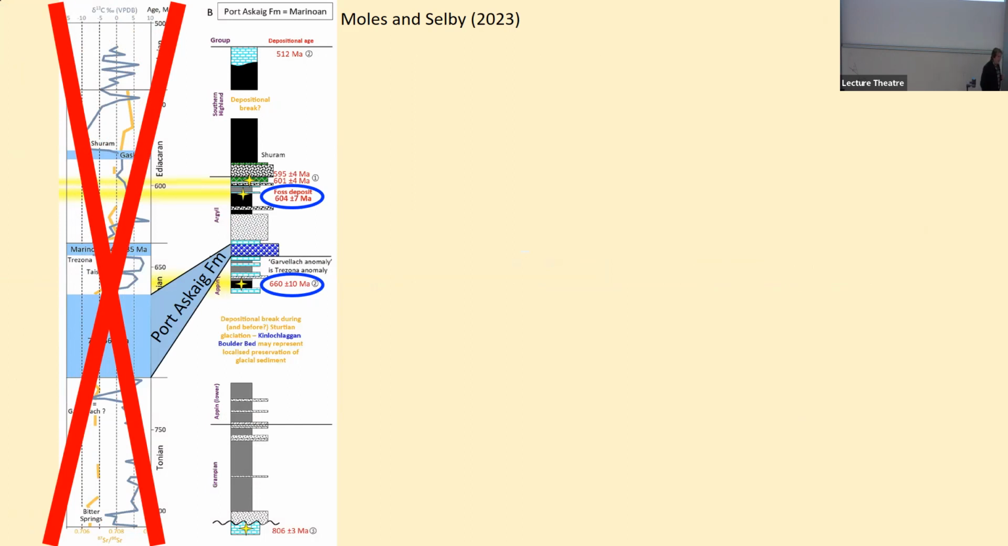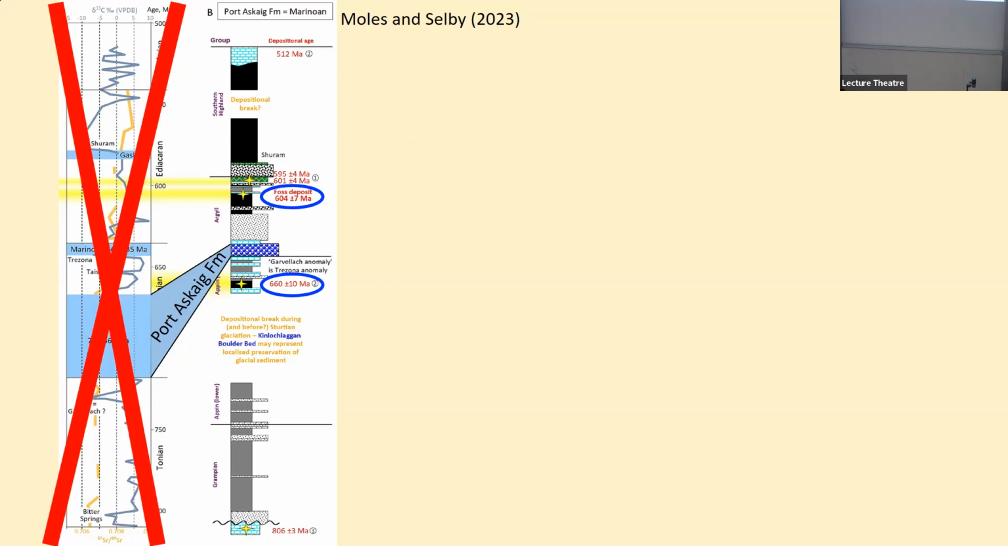They use the age that I've highlighted in blue, the 660 age, which the authors that worked on that age said we have to question it, saying, no, no, no, it's correct. Our 604 age, well above the Port Askaig, on diagenetic pyrite, is a syndepositional age, and therefore the Port Askaig really is 600 million years, and everybody else is wrong.